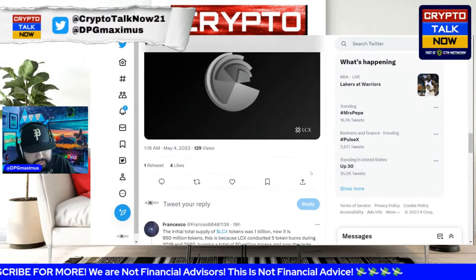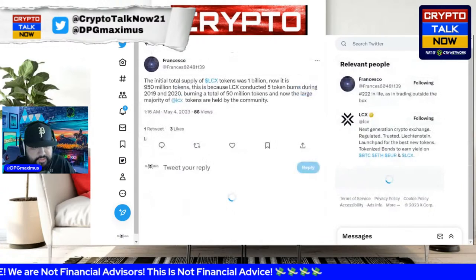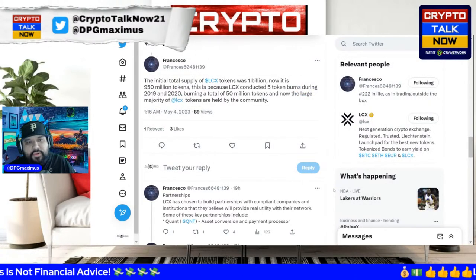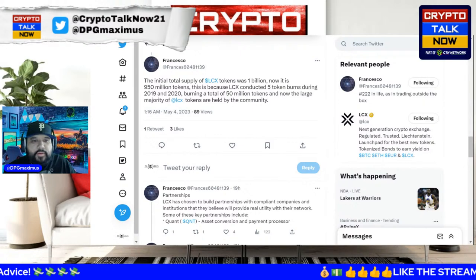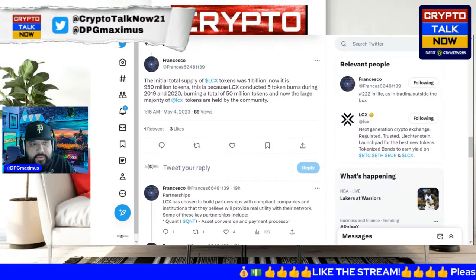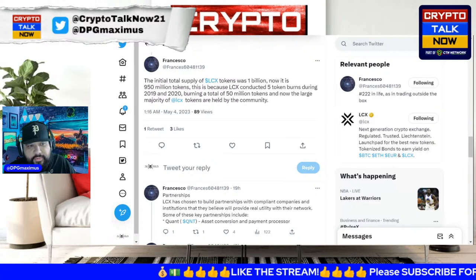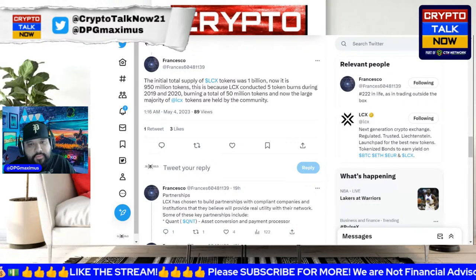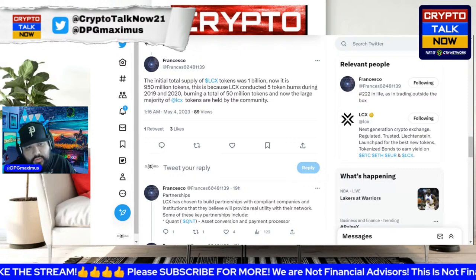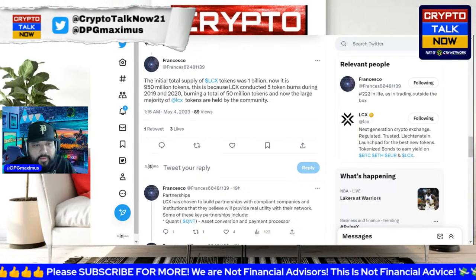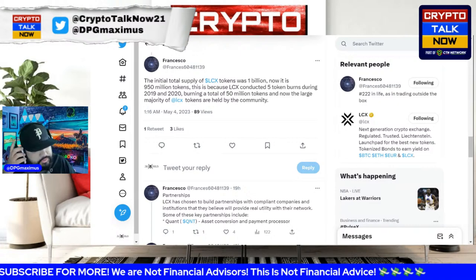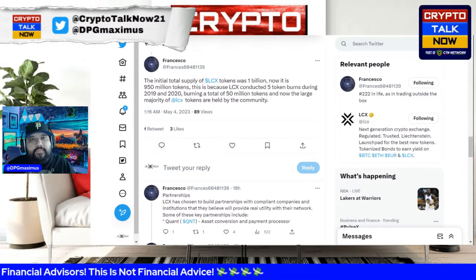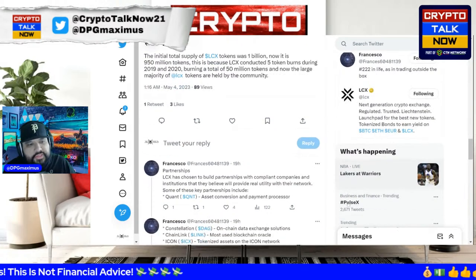Understanding the tokenomics. Let's go further into this. The initial total supply of LCX, if you may know this, may not, was basically 1 billion. Now it is 950 million tokens. This is because LCX conducted 5 token burns during 2019 and 2020. Were you aware of that? Burning a total of 50 million tokens. And now the large majority of LCX tokens are held by who? The community. Interesting stuff, right?